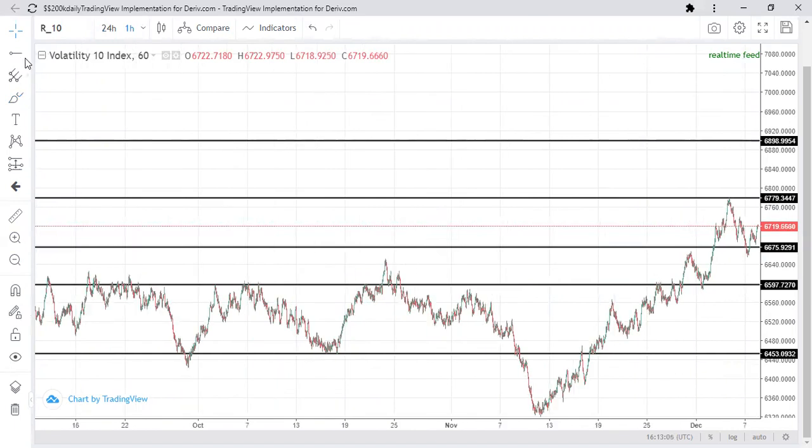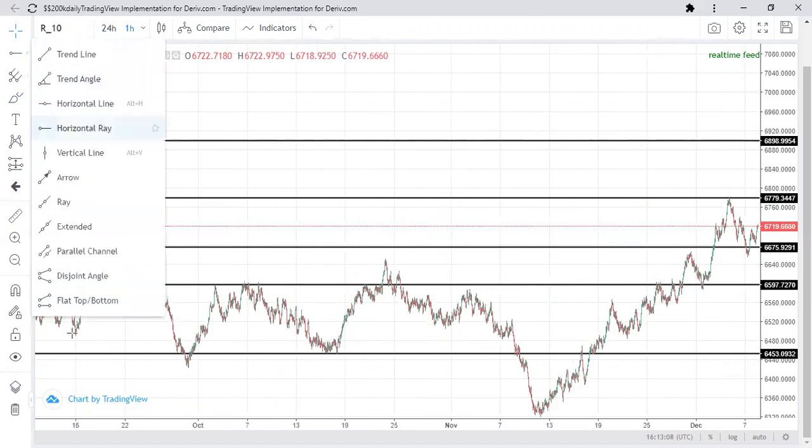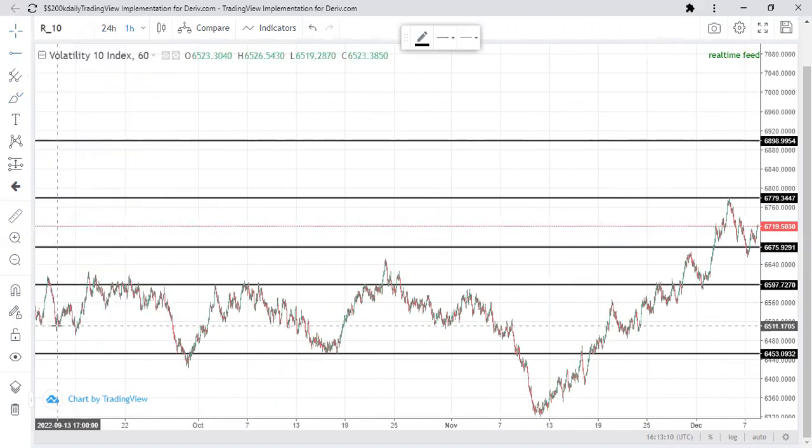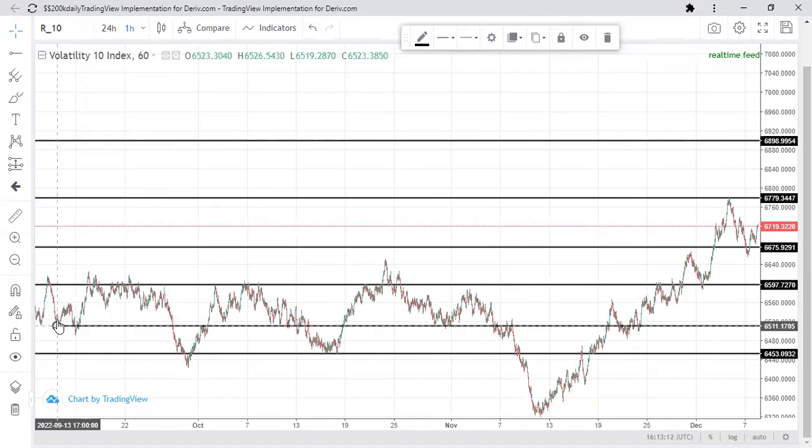Like what I'm talking about right now, we have something here. Can you see this here? There's a resistance, there's a support here, and it's major on this time frame, not major on the higher time frame. Do you get what I'm saying? I can change the color.